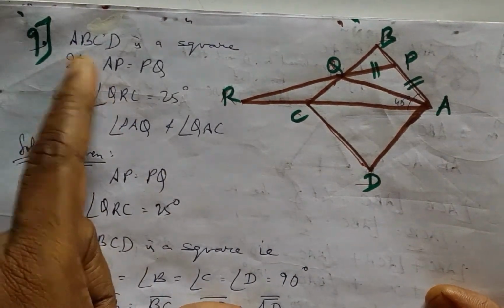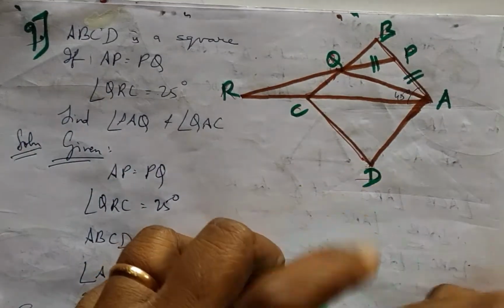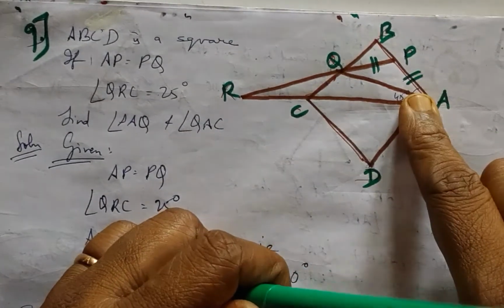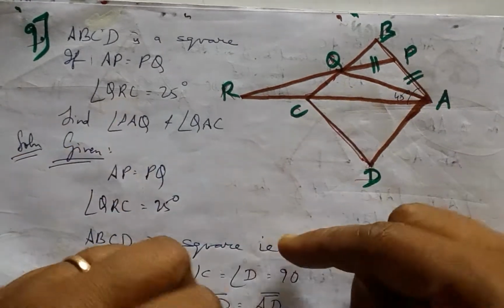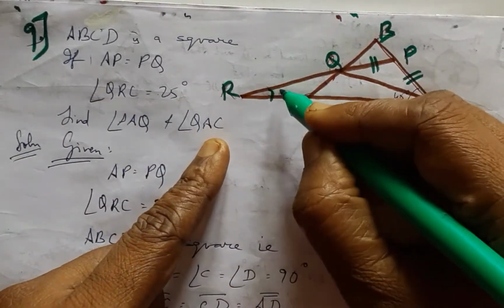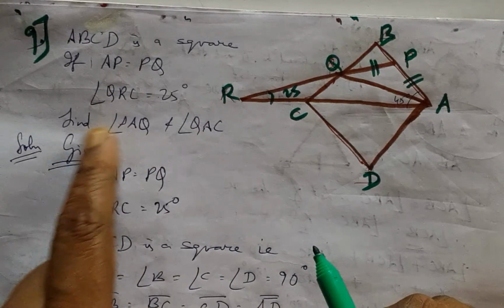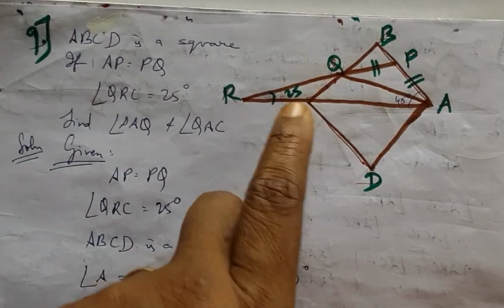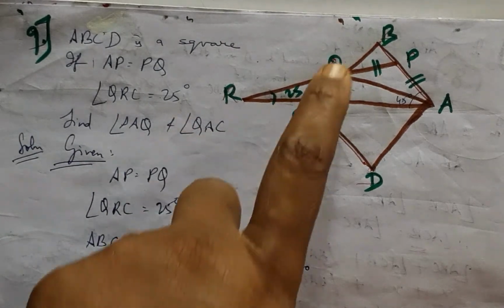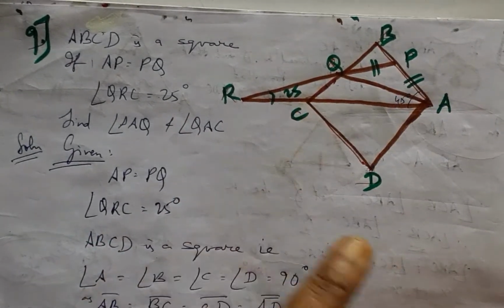Question number 9. ABCD is a square, so all these sides are basically equal, that has been given. And angle QRC is 25 degrees. This happens to be 25 degrees. Find PAC and QAC. QAC is the question.